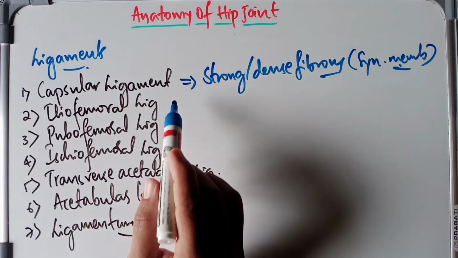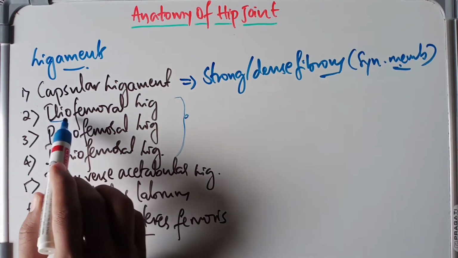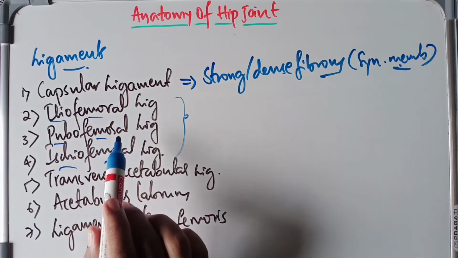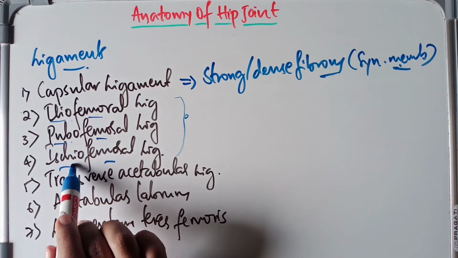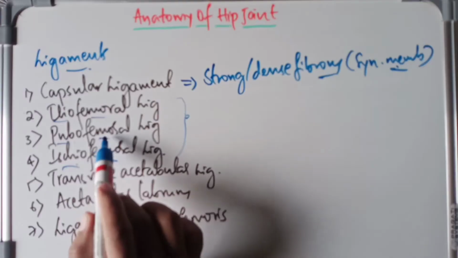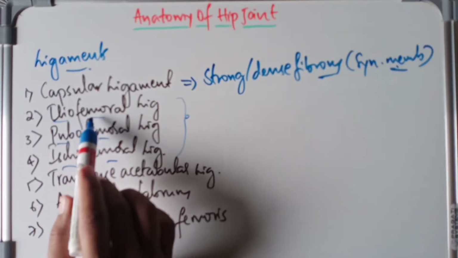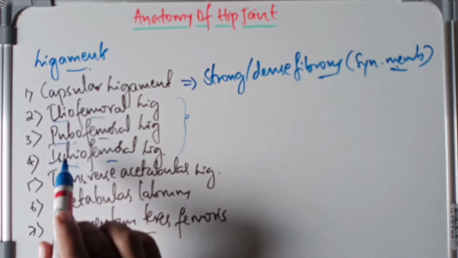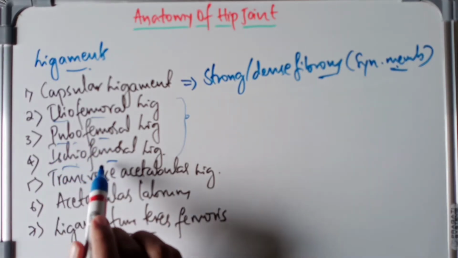So moving on to the next three ligaments: the iliofemoral, pubofemoral, and ischiofemoral. You remember the three parts of the hip bone, right? That is the ilium, pubis, as well as the ischium. From these parts, the ligaments arise and they land on the femur bone. So from the ilium to the femur, we have the iliofemoral ligament. From the pubis to the femur, we have the pubofemoral ligament. And from the ischium to the femur, we have the ischiofemoral ligament.